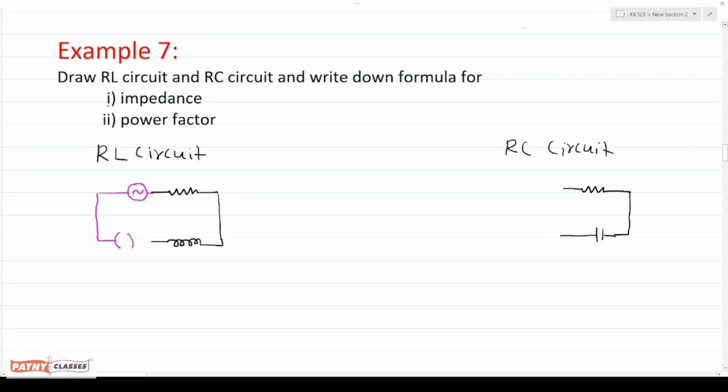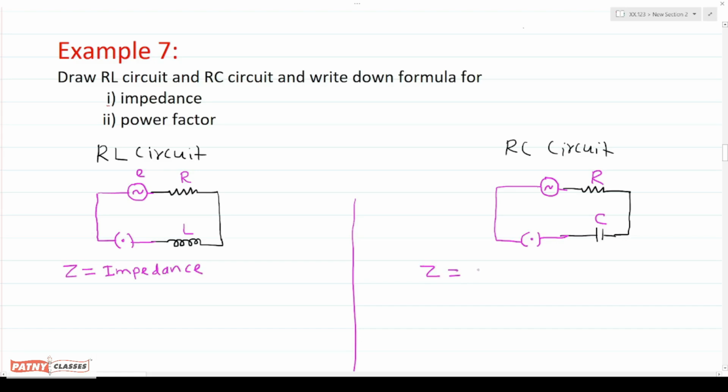There should be a key. In case of RC circuit, also connected to AC supply, therefore along with the key, call it E. This is R, it is L, it is R, and it is C. So these are RL circuit and RC circuit. After that, impedance. Impedance is denoted by Z. In case of RC circuit, impedance is also denoted by Z.